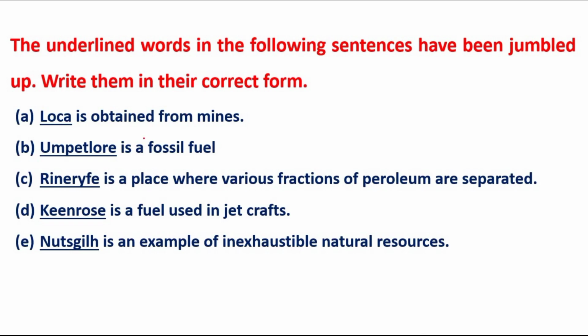A: LOCA is obtained from the mines. When it is jumbled up, we can make it coal. B: Petroleum is a fossil fuel. The correct answer is petroleum. C: Refinery is a place where various fractions of petroleum are separated. The correct answer is refinery.